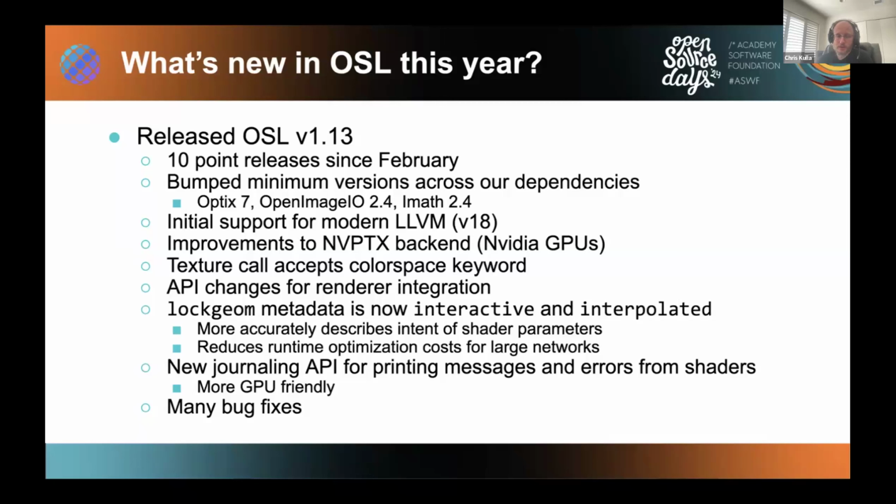Some other changes in OSL 1.13, we have a new journaling API for printing messages and errors. So this is, again, targeting people integrating OSL into their renderer. We've always supported the ability of shaders to print messages to the console, like for debugging or error reporting. But now these messages and errors are buffered in a new API that's much more GPU friendly. We accumulate all these messages during shader execution, and later we provide a way to query that buffer of messages so you can print them on the device, on the CPU side, as opposed to on the GPU, where that wouldn't be possible.